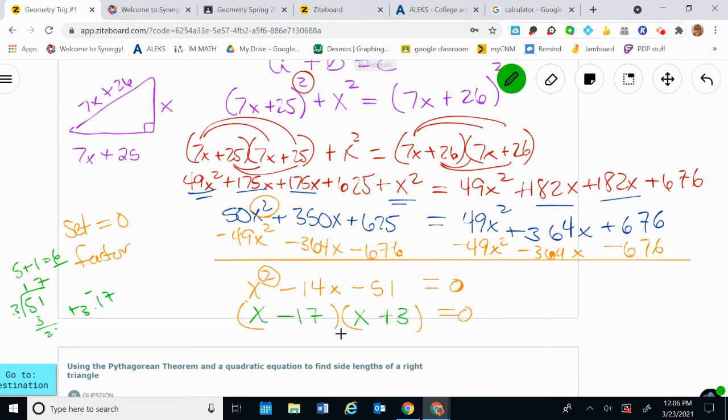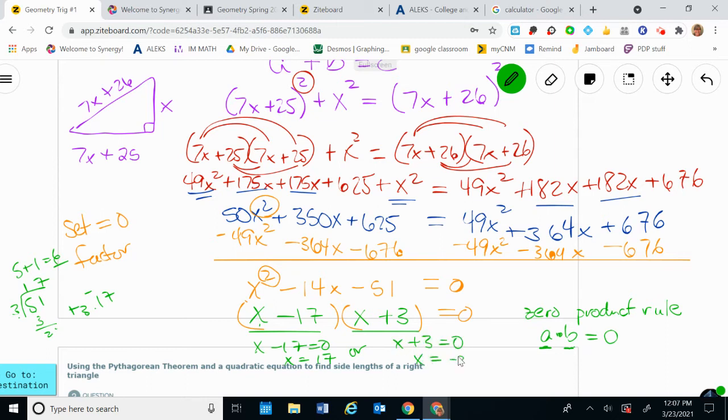Okay, so using the zero product rule, I'm writing the name in case you guys need to look this up. The zero product rule says this: if 2 things are multiplying and they get 0, what logically do you know about A or B? One of them has to be equal to 0. Okay, so these are my 2 things. See, I have 2 things multiplying together to get 0. So we set each of them equal to 0, and we get x is equal to 17, or x plus 3 equals 0, x is equal to negative 3.